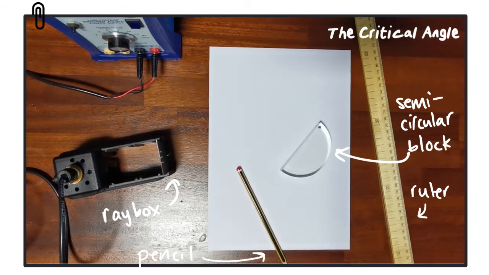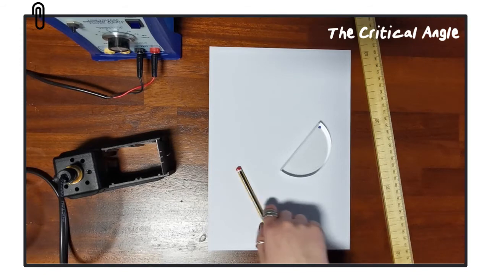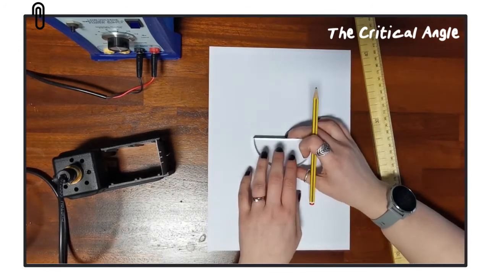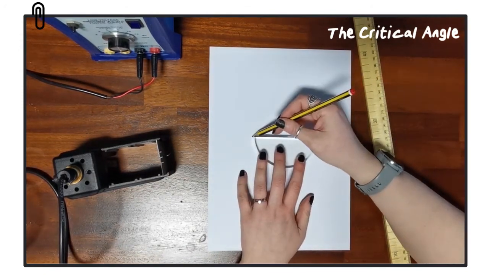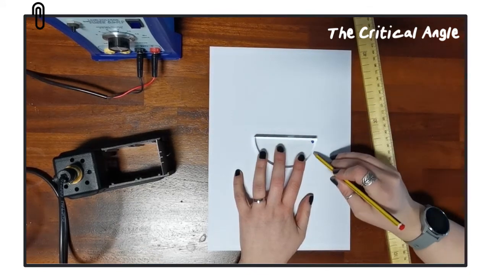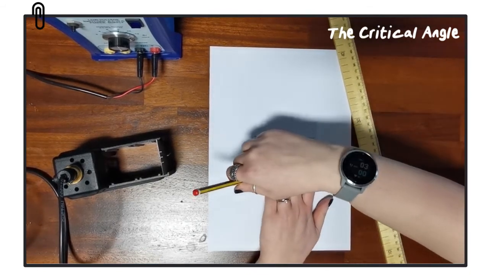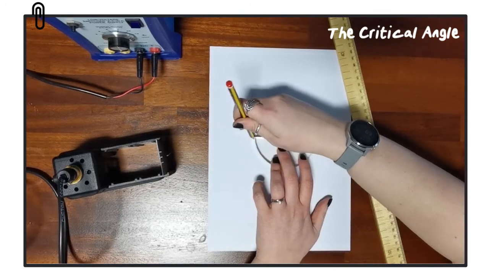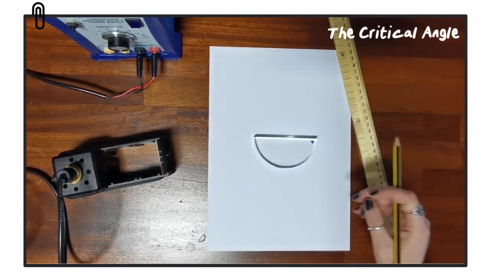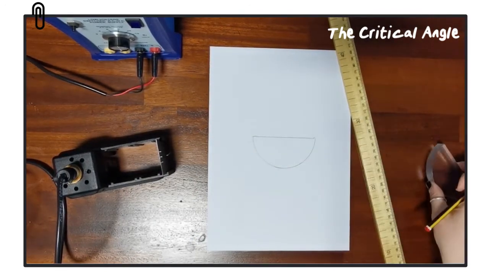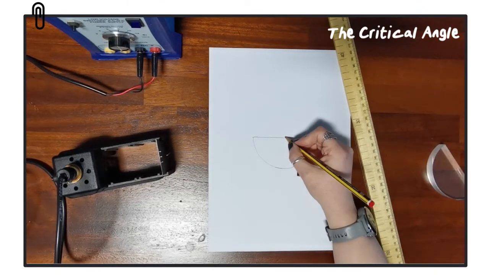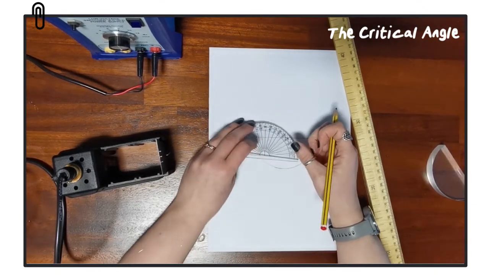So the first thing we're going to do is put the semicircular block into the middle of the page and then trace around it with a pencil. And this is just so that we can remove the block and put it back into the same position. Then we're going to identify a central point along the long straight edge of that block. This point is going to be where we're directing the beam of light.